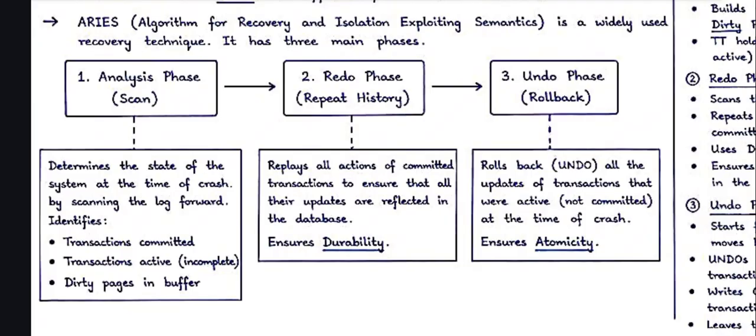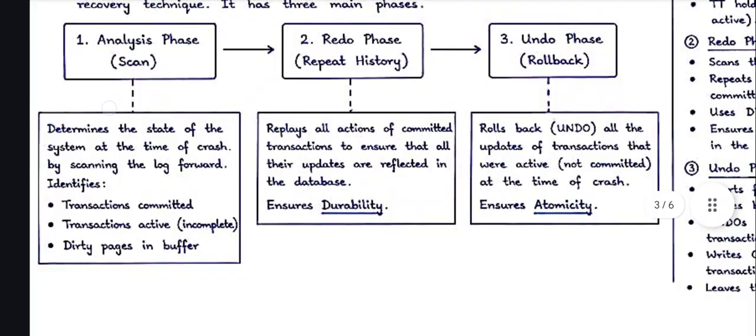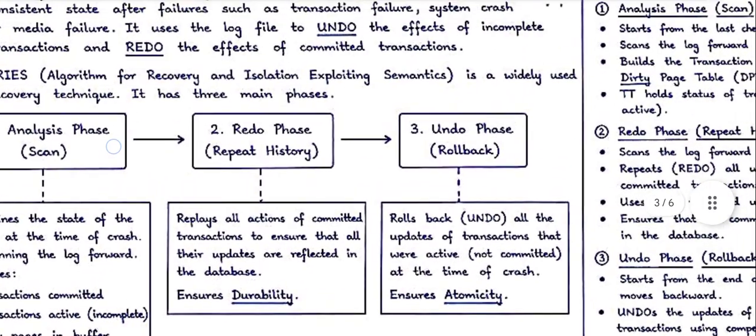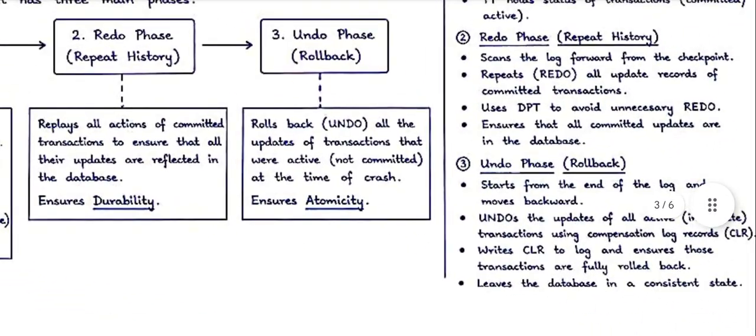This determines the state of the system at the time of the crash. Analysis phase: by scanning the log forward, it identifies transactions, committed transactions, active transactions which are incomplete, and dirty pages in the buffer. Then redo phase, repeat history: replays all actions of committed transactions to ensure that all their updates are reflected in the database. Ensures durability.